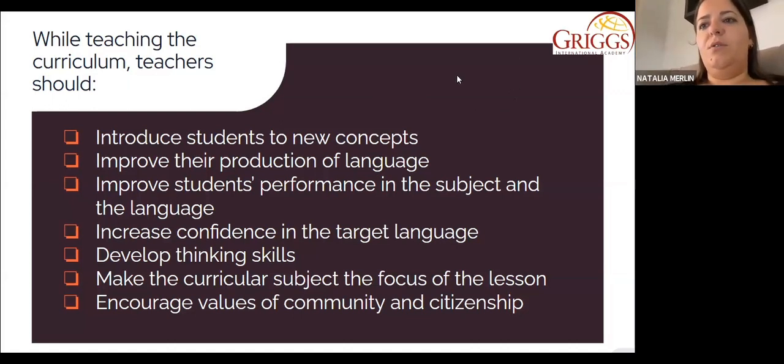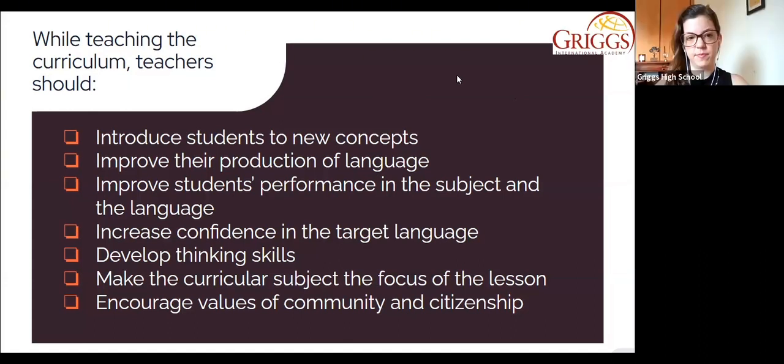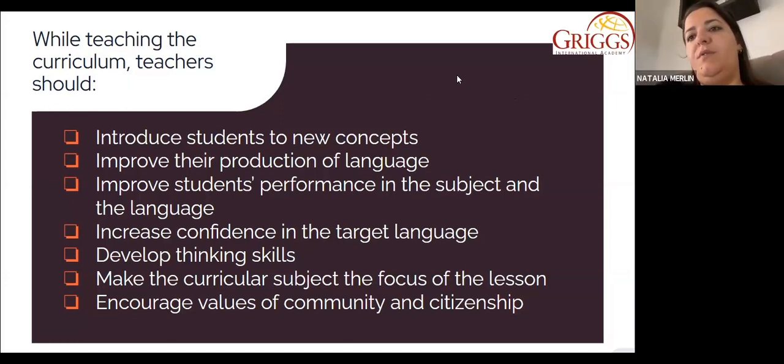Introduce students to new concepts. Should I keep going? Yeah. Improve their production of language. Improve students' performance in the subject and the language. Increase confidence in the target language. Develop thinking skills. Make the curricular subject the focus of the lesson. Encourage values of community and citizenship.